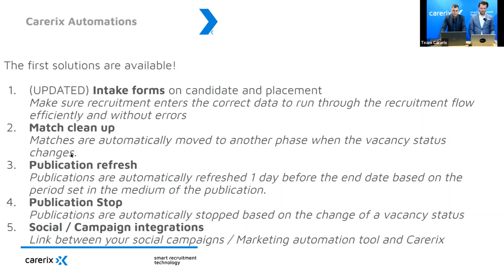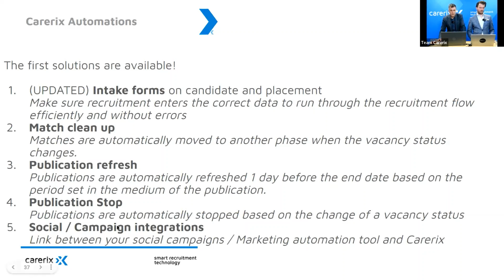Second one is a match cleanup tool. So automatically move matches, and I'm talking about all matches, when a vacancy status has changed. Publication refresh. That's when you have multiple publications and you want to automatically refresh them a day before the end date, based on a period set in the medium of the publication. So you don't need to do that manually anymore. We will do that for you, or the automation will do it for you.